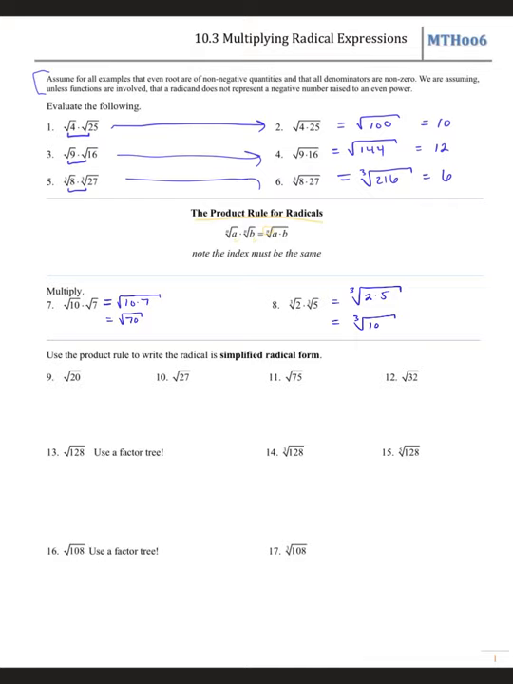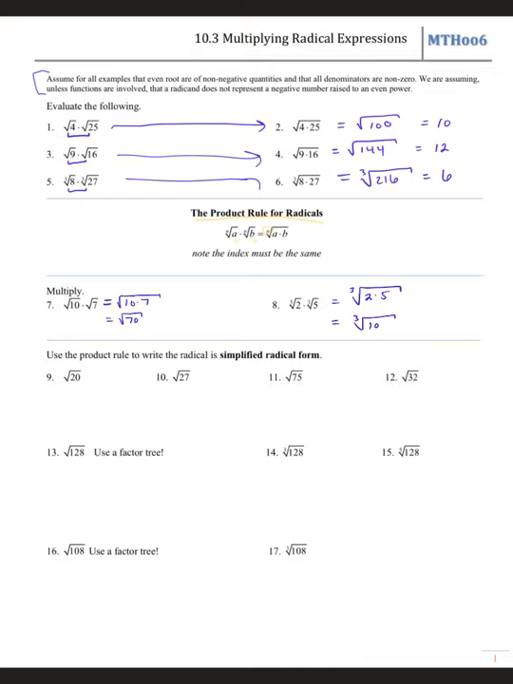So now what we're going to be doing is kind of going the opposite way with it. Now we're going to be given a radical, and we have to use that product rule to write the radical in simplest form, or the simplified radical form, which means we need to simplify this square root here.